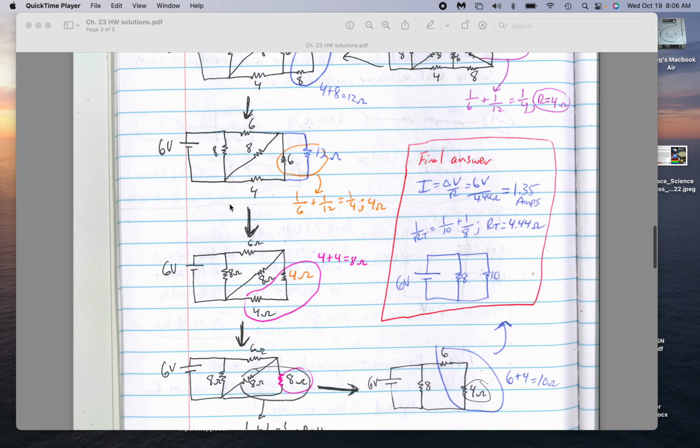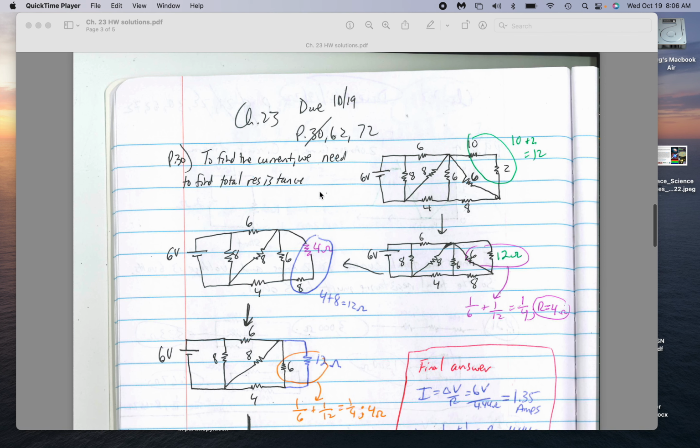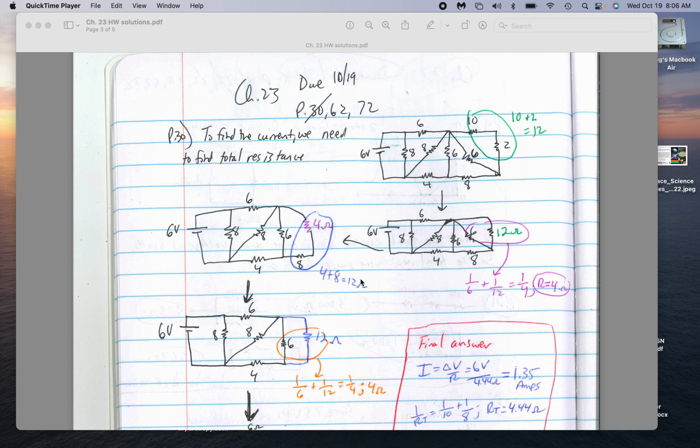Going to problem 30, I did a lot of different drawings on this. So it says find the current in the circuit or through the battery. So we've got 1, 2, 3, 4, 5, 6, 7, 8, 9 resistors, and I just attack it one at a time. This 10 and 2 are in series with each other, that becomes a 12. Now that equivalent 12 is in parallel with a 6. If I add that using the rules for parallel resistance, that becomes a 4.